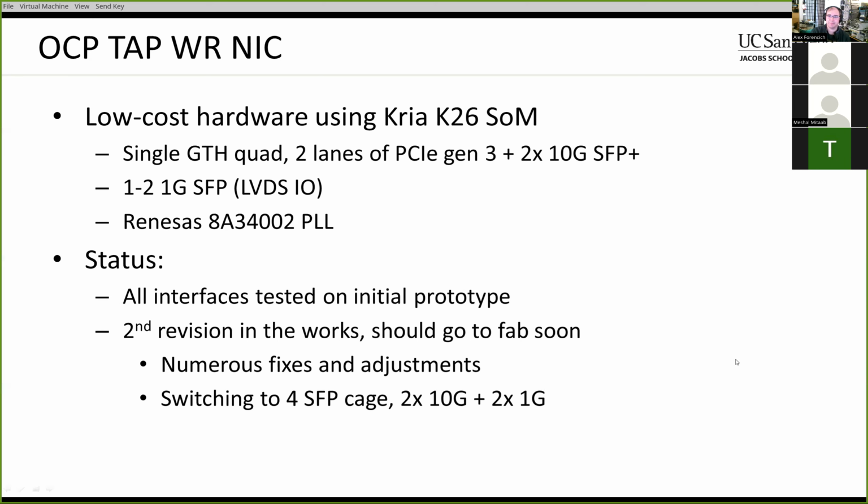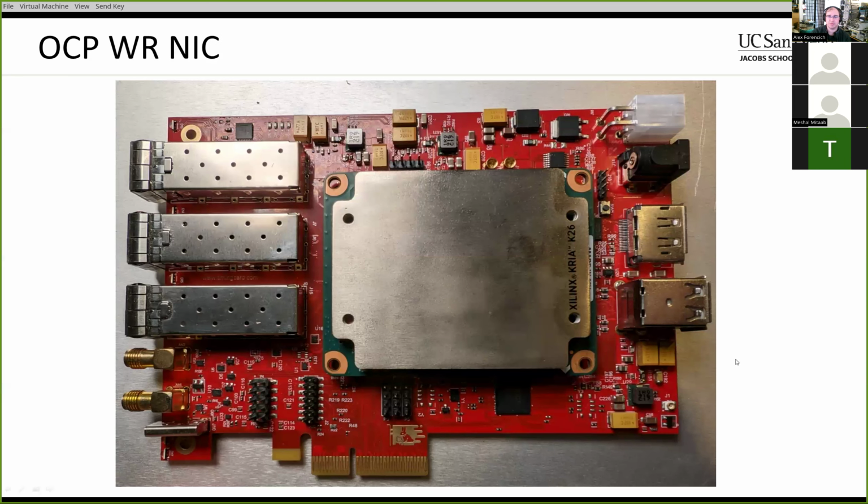So I have a couple pictures of the board here for people that are interested in this. This is what the board looks like with the K26 system on module. So we've got the 3 SFPs over here. These are 10 gig. This one at the bottom is 1 gig. There's 2 lanes of PCI Express down at the bottom. Now, since this is actually a Zynq system on module, it would be possible to run this standalone. So we put a couple of additional I/O connections here, a USB port and a DisplayPort connector just to facilitate that.